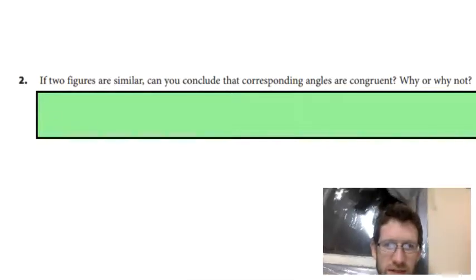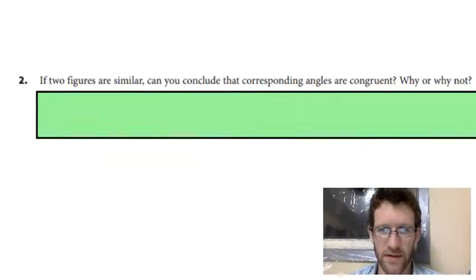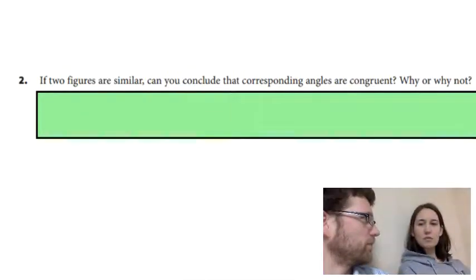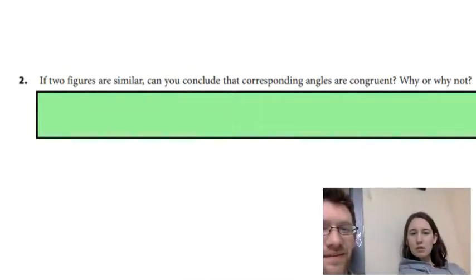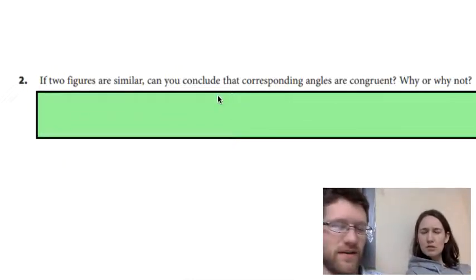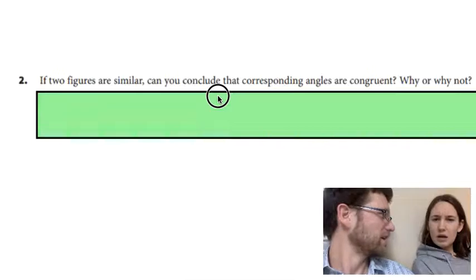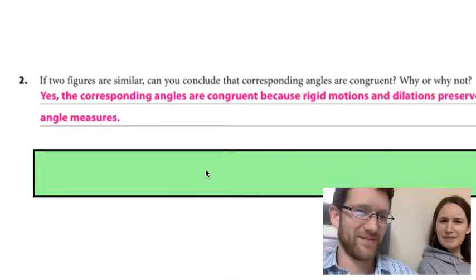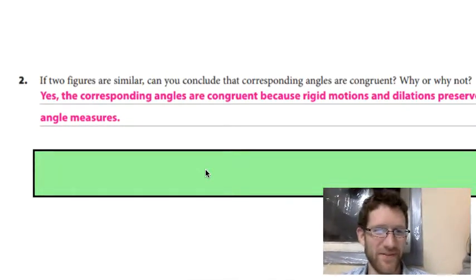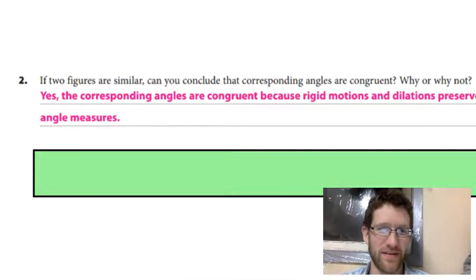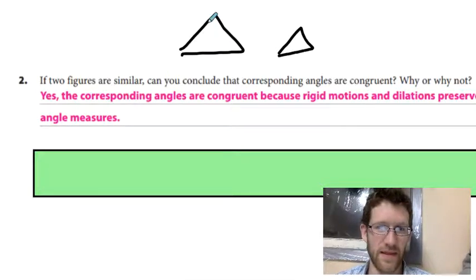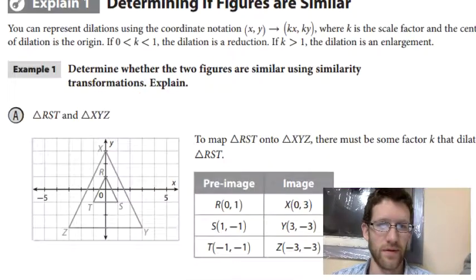So it says, if two figures are similar, can you conclude that corresponding angles are congruent? What do we think? Yes or no? Make a stand. I don't think you can conclude that. I think you need more information. So if things are similar, that means they're the same shape, right? It doesn't matter how big they are, the angles here would be the same. So the angles are congruent even though the sides aren't congruent.